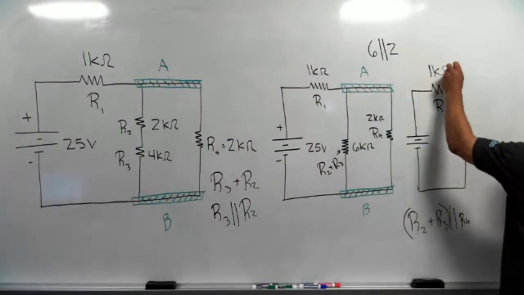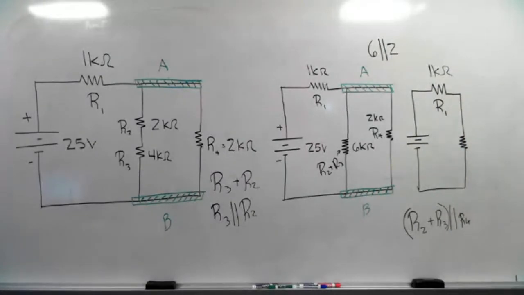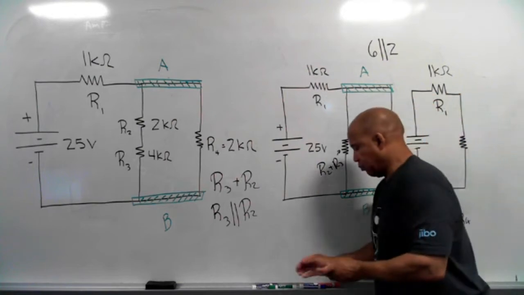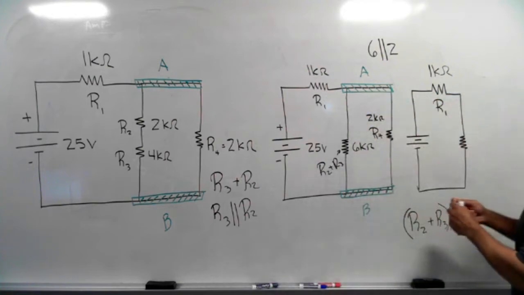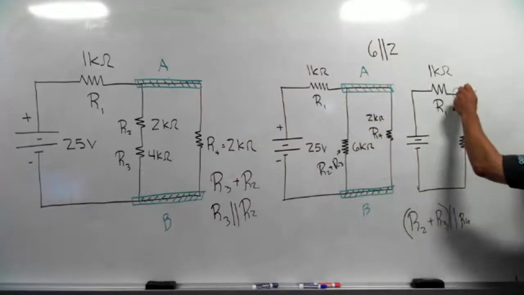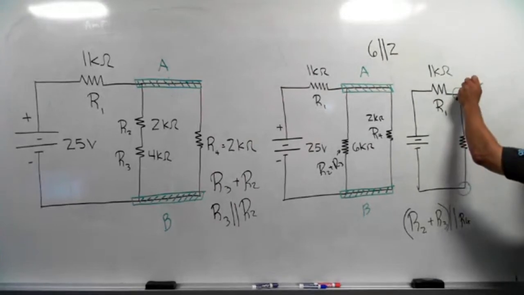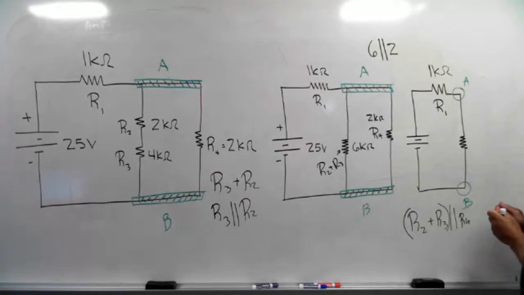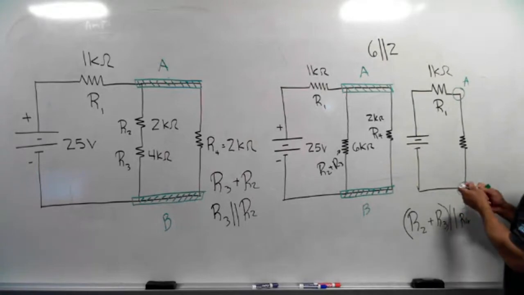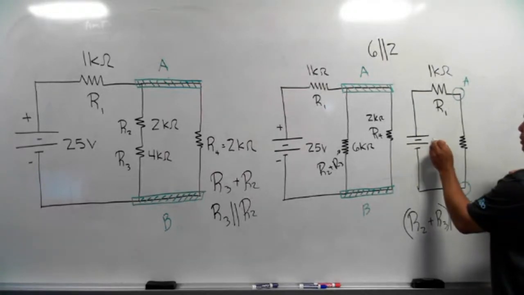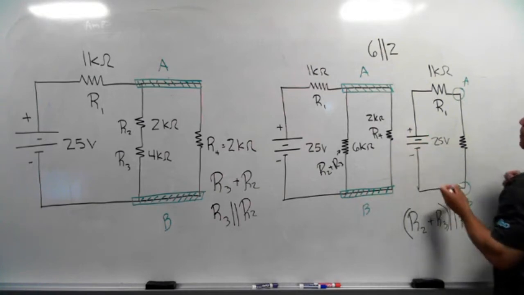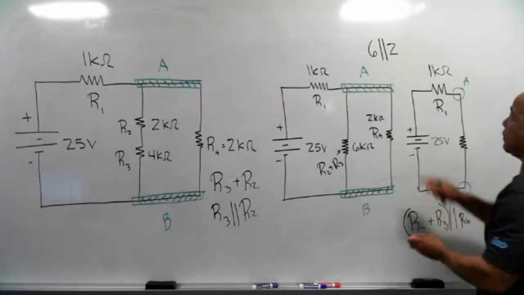This is 1 kilo ohm. My node A is right here, and node B is right there. So I'm going to just move my node information over to my series circuit. So this is A, that's B. Now we got to figure out, well, I got my 25 volts. Put that in there. 25 volts. Now I got to figure out what this is.